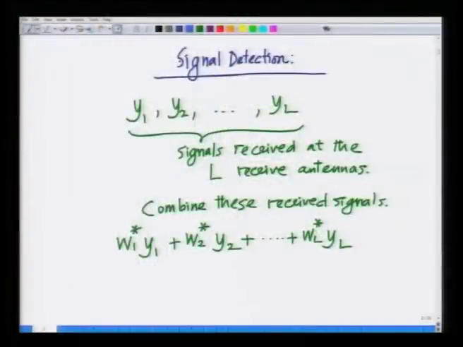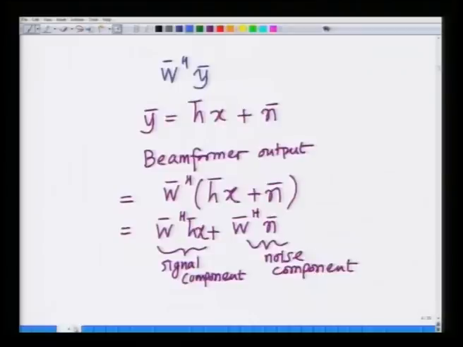on up to YL, and at the receiver we can combine those received signals with weights W1, W2, WL as W1 conjugate Y1, W2 conjugate Y2, so on up to WL conjugate YL. We also said that this can be succinctly represented in vector notation as W bar Hermitian times Y bar. This linear combination of the L signals received across the L receive antennas can be represented using vector notation as W bar Hermitian Y bar.